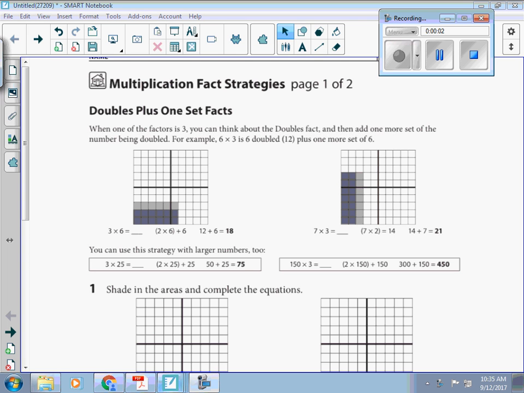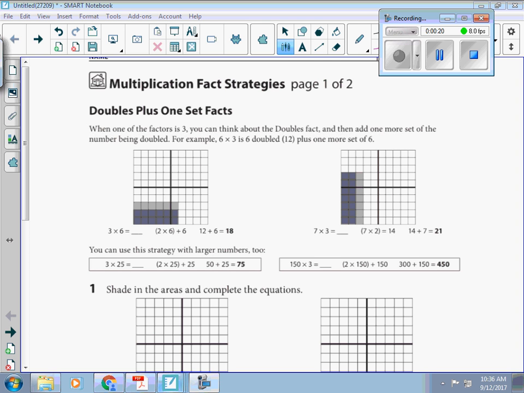Tonight's homework reviews some of the multiplication fact strategies that we discussed in class. Now, the overall goal would be to just learn our multiplication facts, but if we are not confident with them, we can use these strategies for ones that we are confident with to help solve other ones. So the first strategy is for threes.